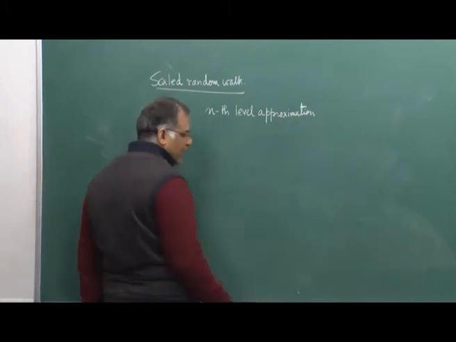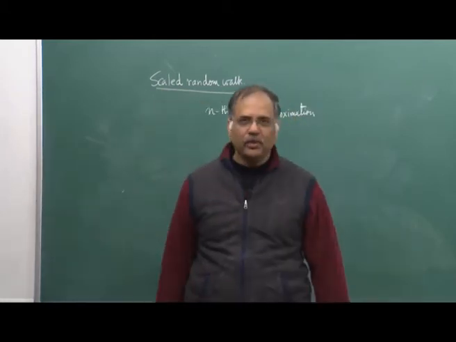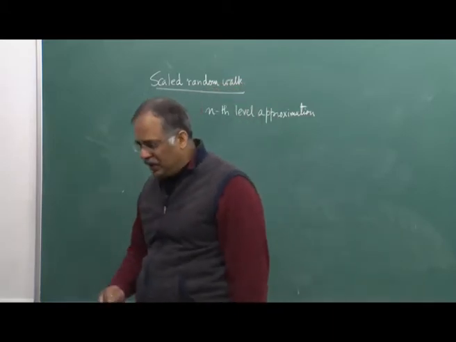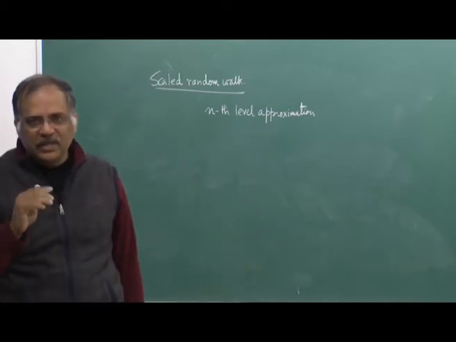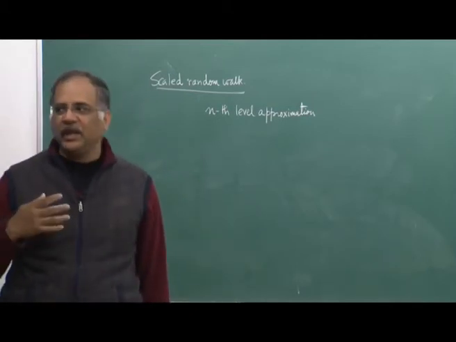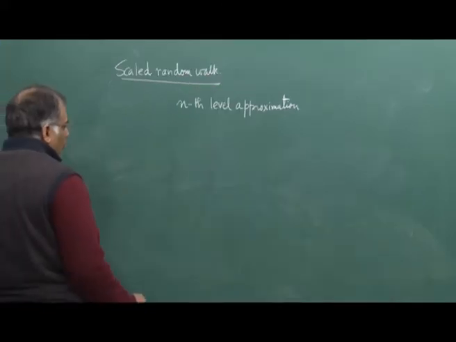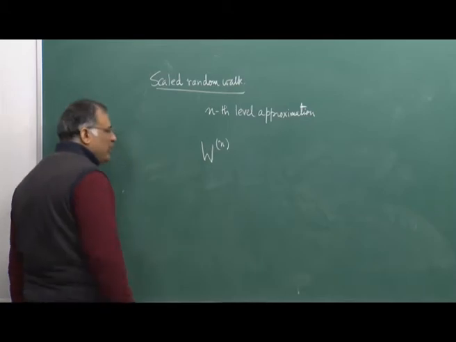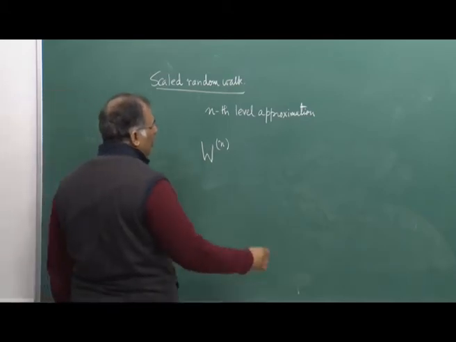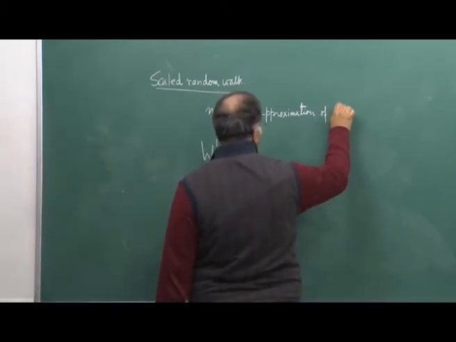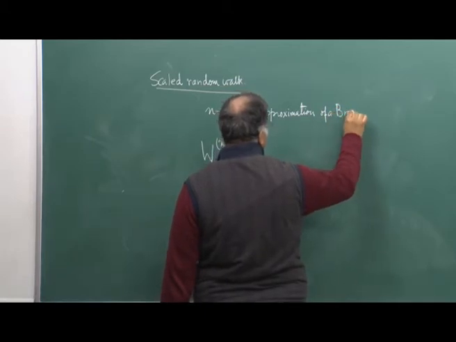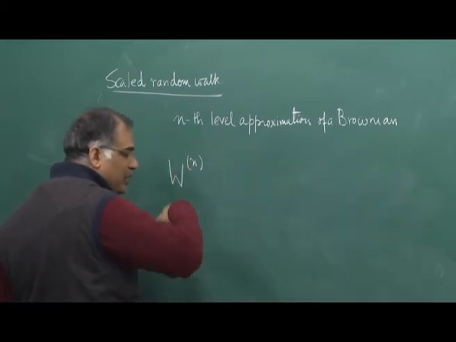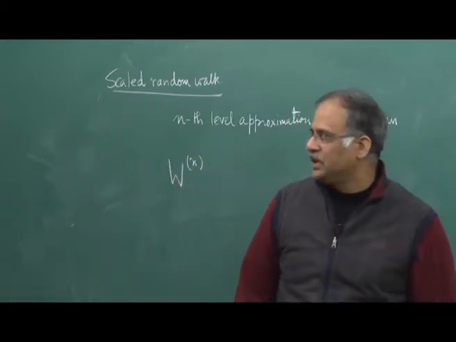If you are zigzagging by +1 and -1, I might zigzag by 1/10th and -1/10th. So, I decrease my zigzagging steps, but increase the time scale. We construct the scaled symmetric random walk, which is the nth level approximation of a Brownian motion. All these are stochastic processes. This is a discrete stochastic process from which I am trying to go to a continuous stochastic process.